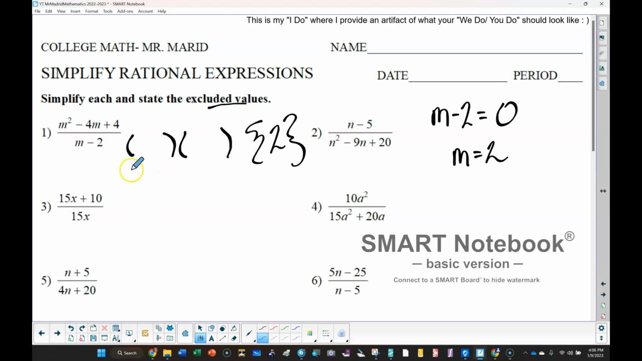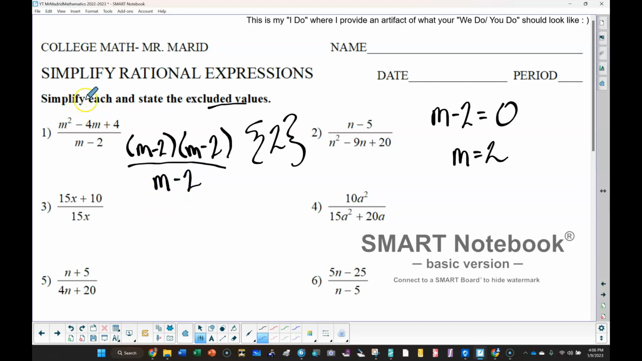You set it up like this, you put m, don't get lost, and you ask yourself, what two numbers multiply to give you a positive 4 and add to give you a negative 4? I am already used to this, so I know the answer is negative 2. Negative 2 times negative 2 gives me 4, and negative 2 plus negative 2 gives me negative 4. And then down here I have m minus 2.